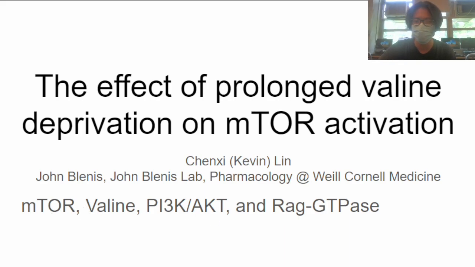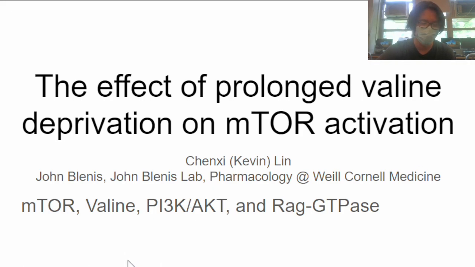So mTOR is mammalian target of rapamycin. It's a major regulator of growth in animals and controls most anabolic and catabolic processes in response to nutrients and nutrient-induced signals. The second keyword is valine, which is one of the essential branched chain amino acids and must be taken in by food, since your body cannot produce it.